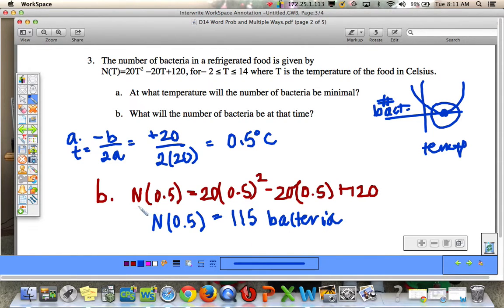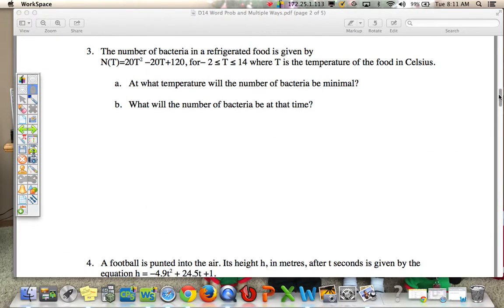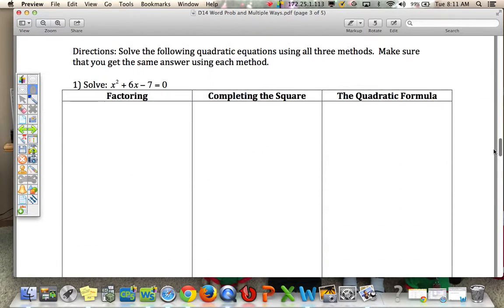So for your assignment, I want you to go back and do number 2 and number 4 on this worksheet. And then we're just going to review a few more things, the methods for solving quadratics, and I'm going to assign a few more questions. Okay. So if we turn to the next page here.